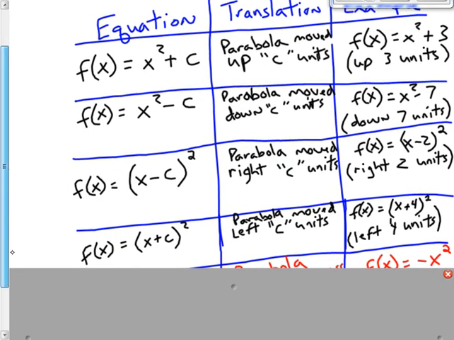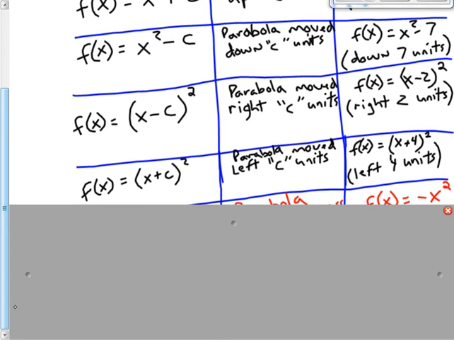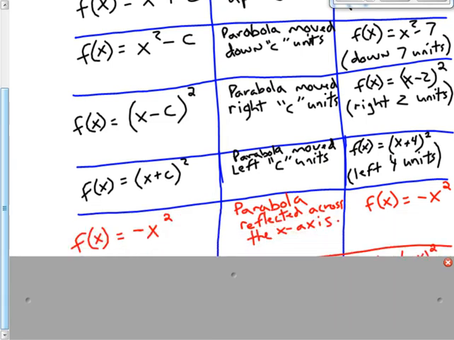But the fact is that it still has the same parent. It's still in the same exact family as all the rest of these. It's still a u-shape that starts at the origin, but I've moved or changed it.